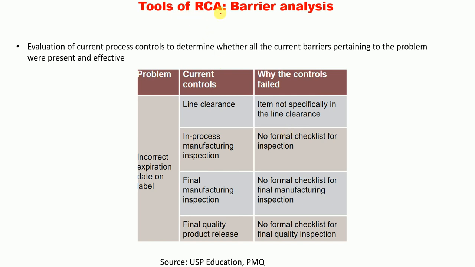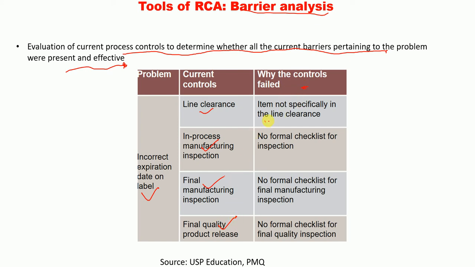Another tool of root cause analysis is barrier analysis. Barrier analysis is the evaluation of current process controls to determine whether all the current barriers pertaining to the problem were present and effective. For example, the problem we have here is an incorrect expiration date on the label, and the current controls are line clearance, in-process manufacturing inspection, final manufacturing inspection, and finally, final product release. So why did the controls fail?